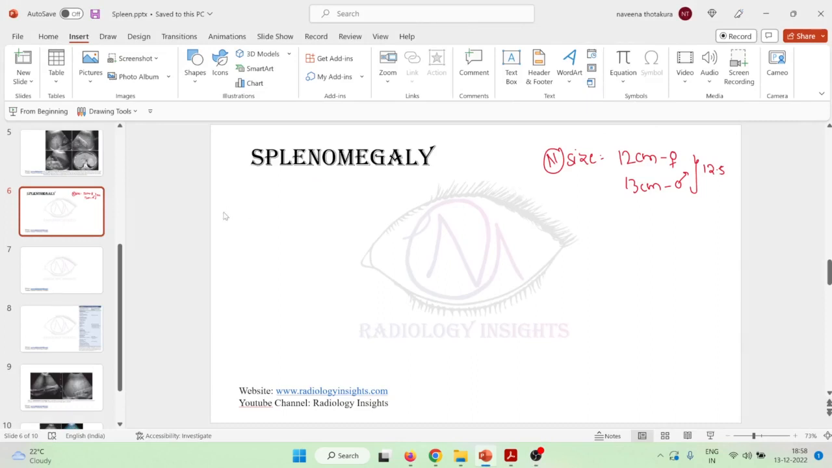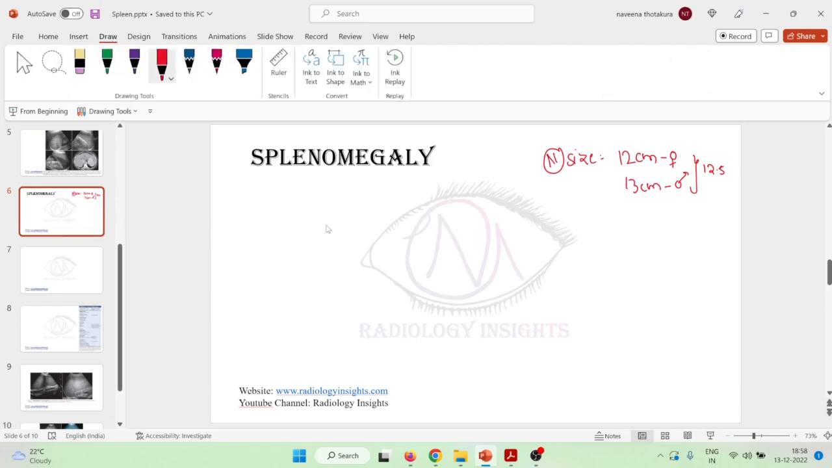In splenomegaly, first, what is the differential diagnosis or causes of splenomegaly? That is what we should learn first, and we should also learn what massive splenomegaly is. The normal size of the spleen is 12.5 centimeters, so anything more than 12.5 or 13 centimeters, we can call splenomegaly.